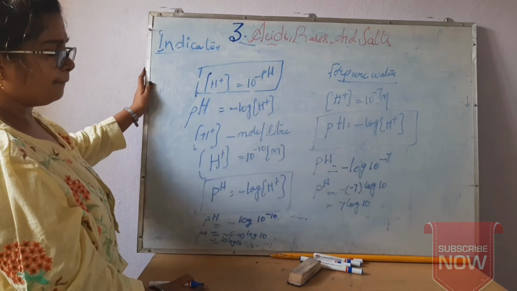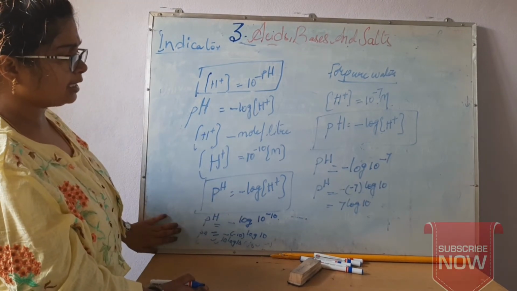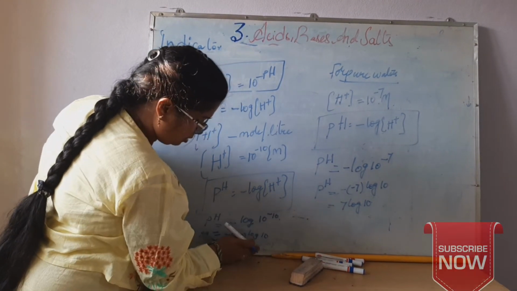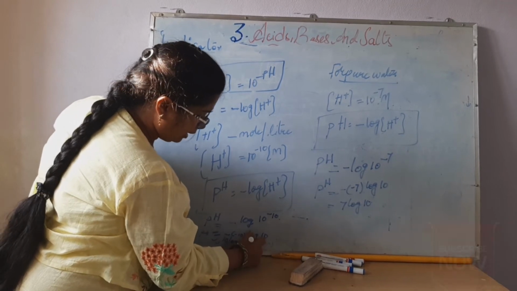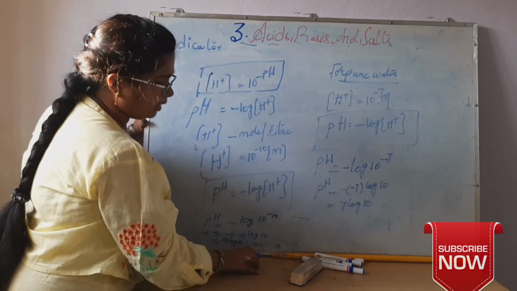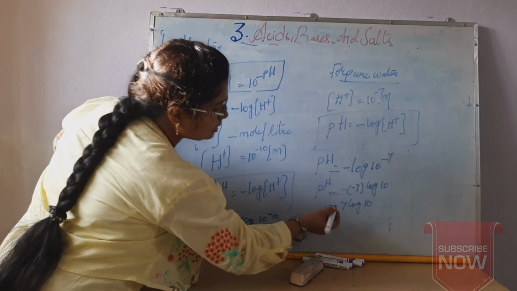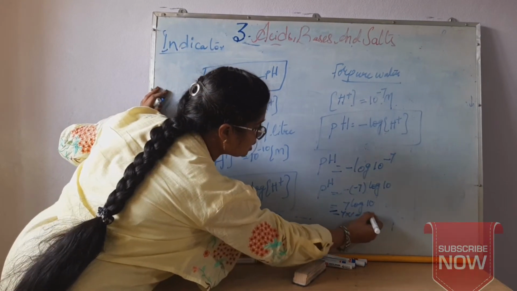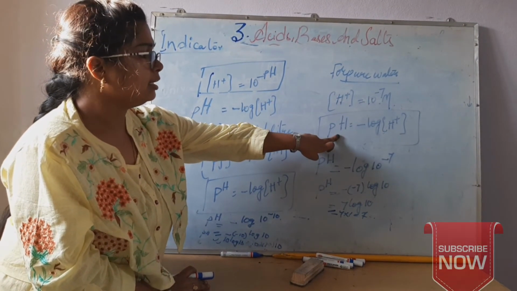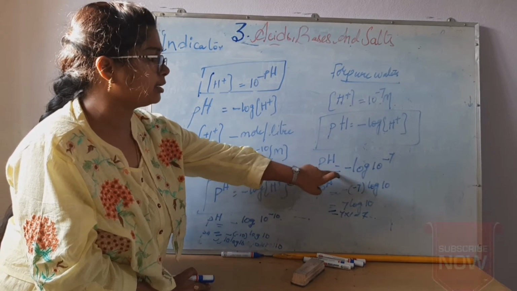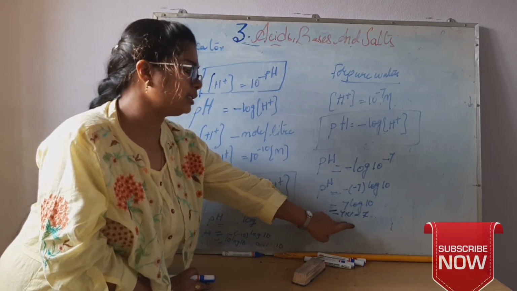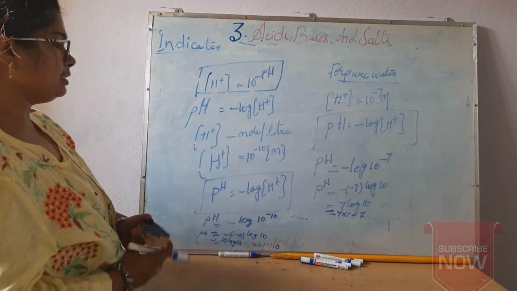Now you see, log 10 is equal to what? 1, isn't it? So 10 into 1 will give you 10. Here also, 7 into 1 will give you 7. Here also the same. H plus is 10 power minus 7. So 10 power minus 7, again you substitute here. Minus log 10 power minus 7. This minus 7 will come here, log 10. Log 10 is 1. So 7 into 1 is 7.